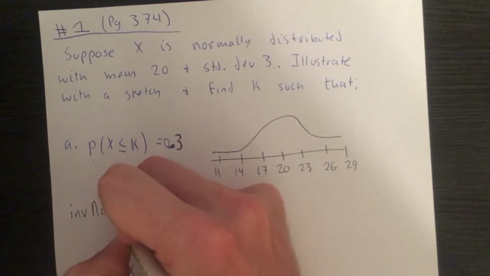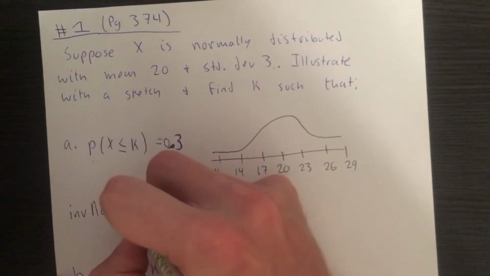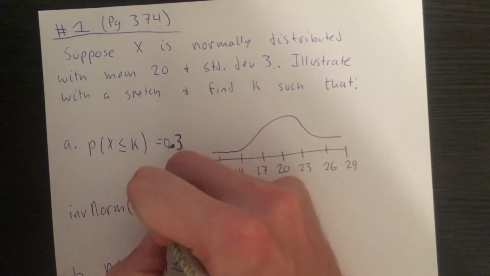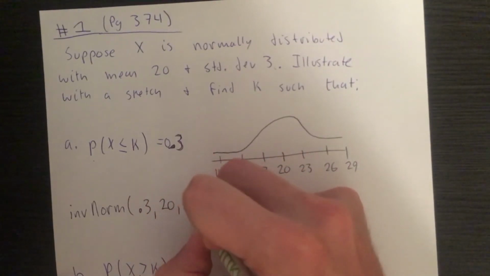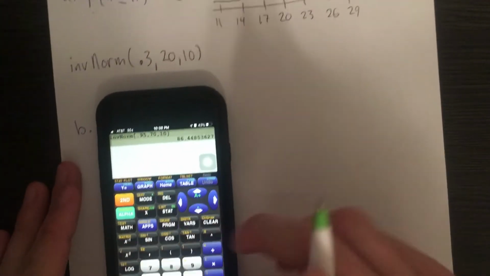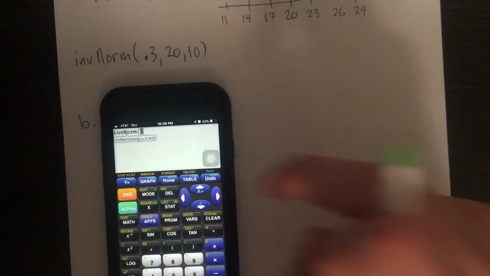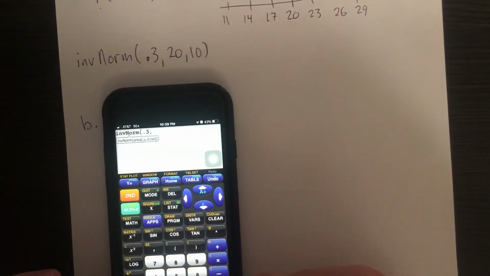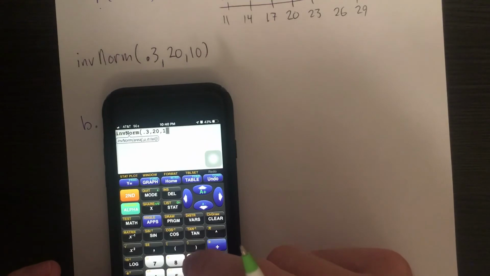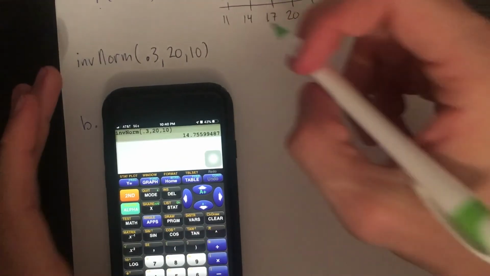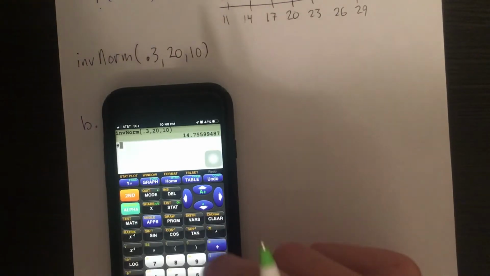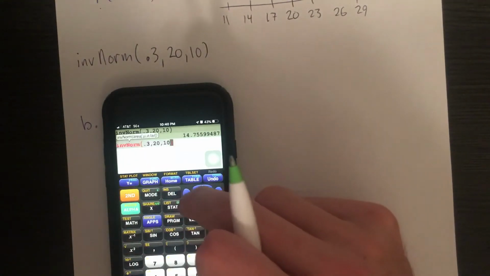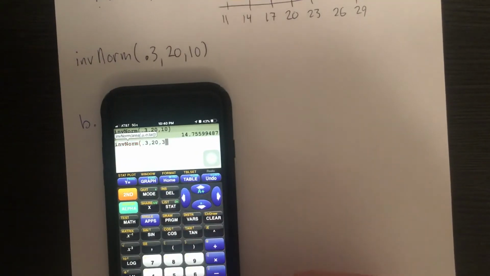The inverse normal distribution, we're looking for 0.3. We have a mean of 20 here, and we've got a standard deviation of 10. So let's see here, if I hit second distribution, we're going to inverse norm, 0.3, comma, 20 is the mean, 10, we're going to close that, and that gives us approximately, oh shoot, I messed up. Sorry about that. The standard deviation is not 10 anymore. It is 3. I was thinking of the last problem.